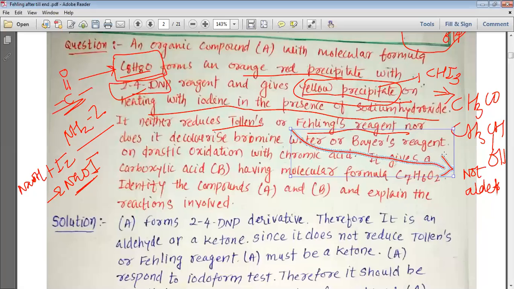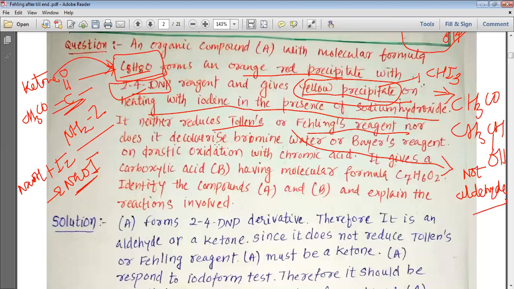The compound is not an aldehyde, and it contains the CO group. That means this compound is definitely a ketone, my dear students, and a ketone that contains the CH3CO group. This ketone contains the CH3CO group. This is what we understand.